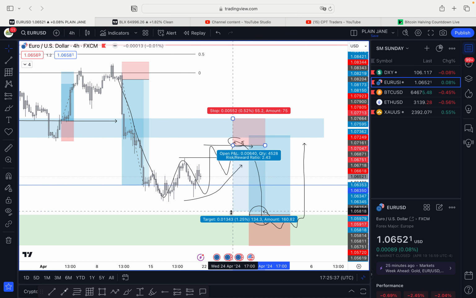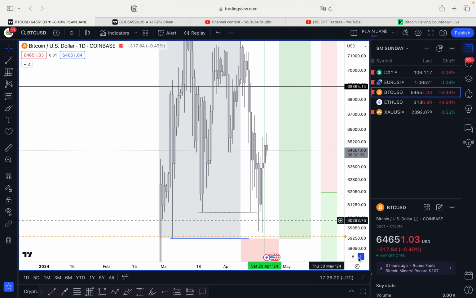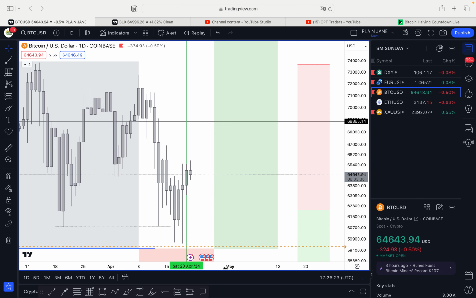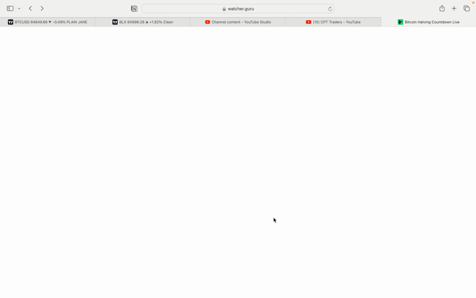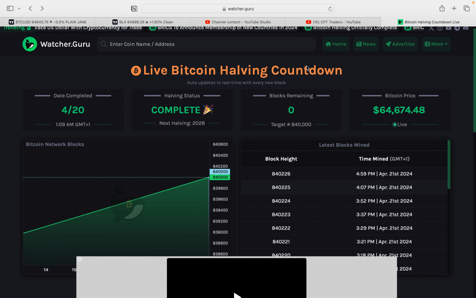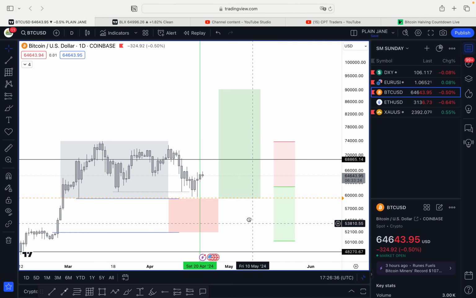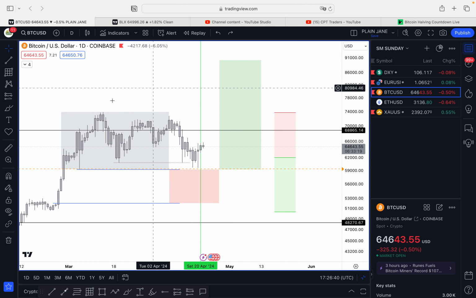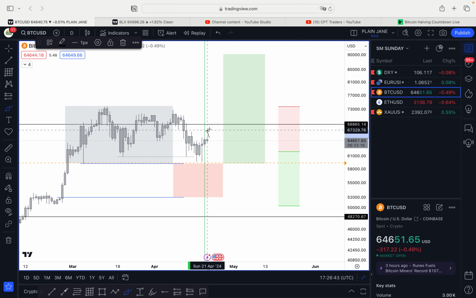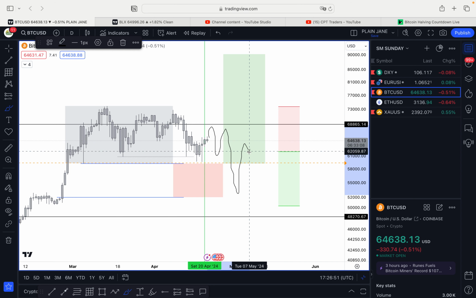Now let's move over to BTC. We actually had the halving yesterday. The halving was the 20th of April. So now the halving is done. Long term, I'm still expecting a rally to occur, but in the short term, we could very likely see some turbulence. I'm expecting some consolidation, potentially a wick down into the 55k region, potentially even lower before a reclaim.